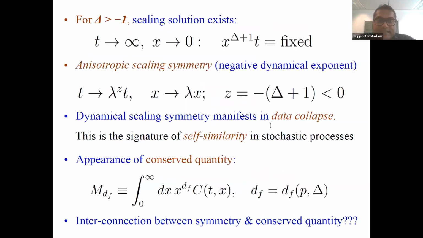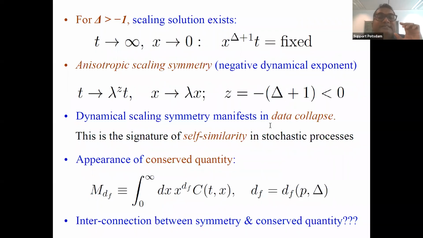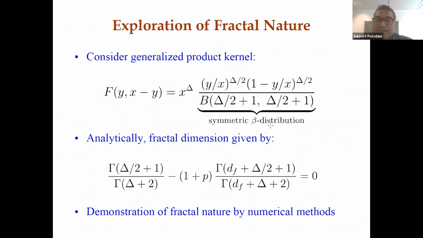Now you can take this fragmentation equation and integrate it to find the rate of change of some given moment. Okay, when you do it, assuming that you have a scaling solution, that after a long time things behave in this way, with this assumption you can show analytically that the fractal dimension will be given by this transcendental equation. So you can solve for it for any given p and any given delta to find the value of the fractal dimension.